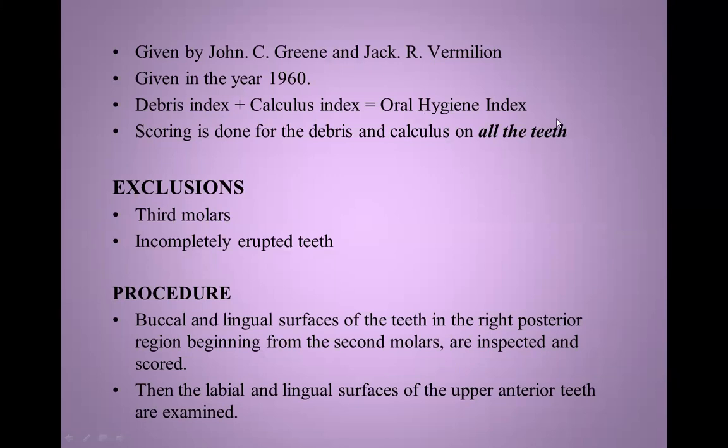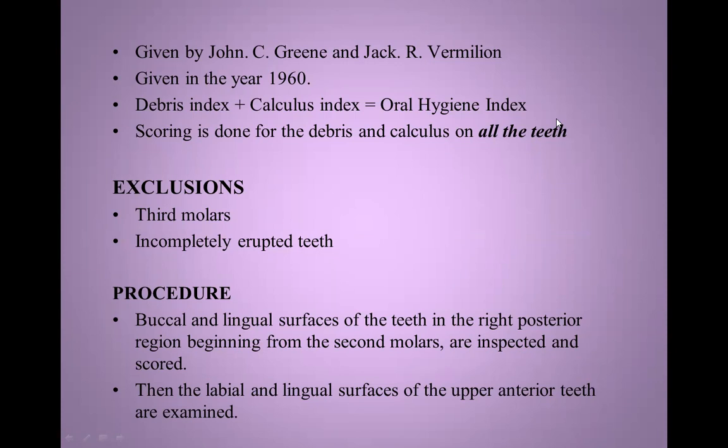It's given by John C. Greene and Jack R. Vermillion, given in the year 1960. Debris Index plus Calculus Index is equal to Oral Hygiene Index. Scoring is done for the debris and the calculus on all the teeth. Exclusion: third molars and incompletely erupted teeth.